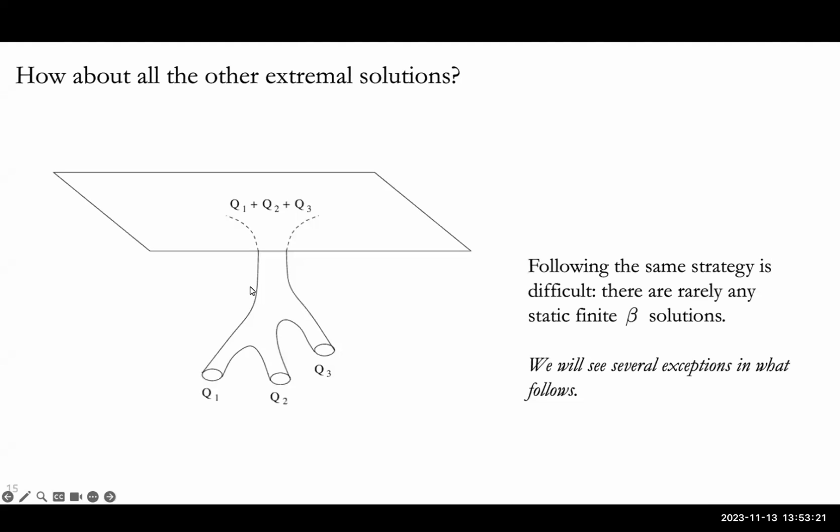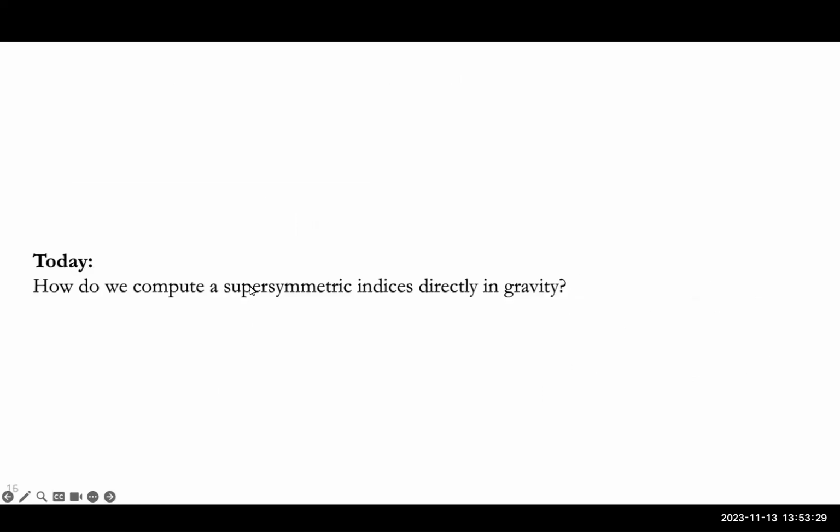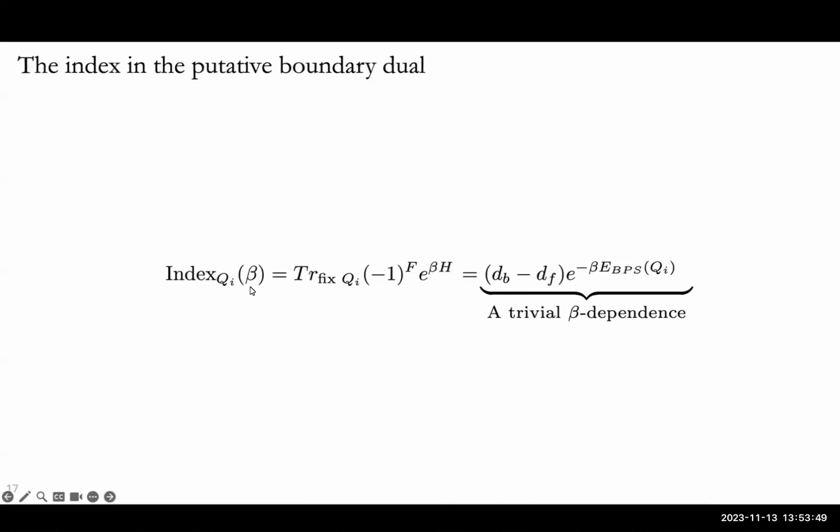So in what follows, we will actually see an exception, and we will construct finite temperature solutions that are multi-centered. So our goal for today, as I said at the beginning, is to resolve these three problems by directly computing supersymmetric indices using the gravitational path integral. So let me start with what an index looks like in any quantum mechanical theory. Let's say we're interested in an index in a sector of fixed charge, where this charge is not an R symmetry of your quantum system.